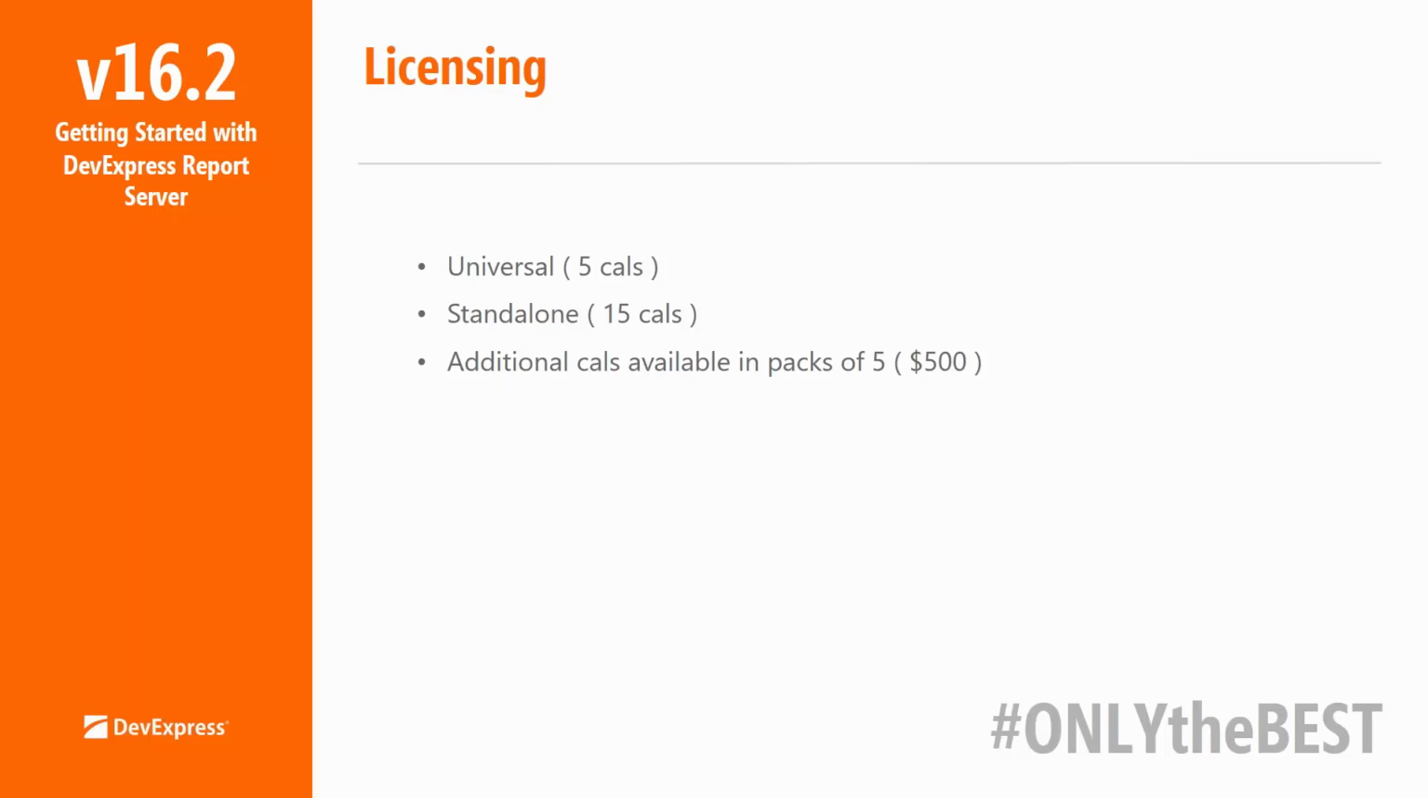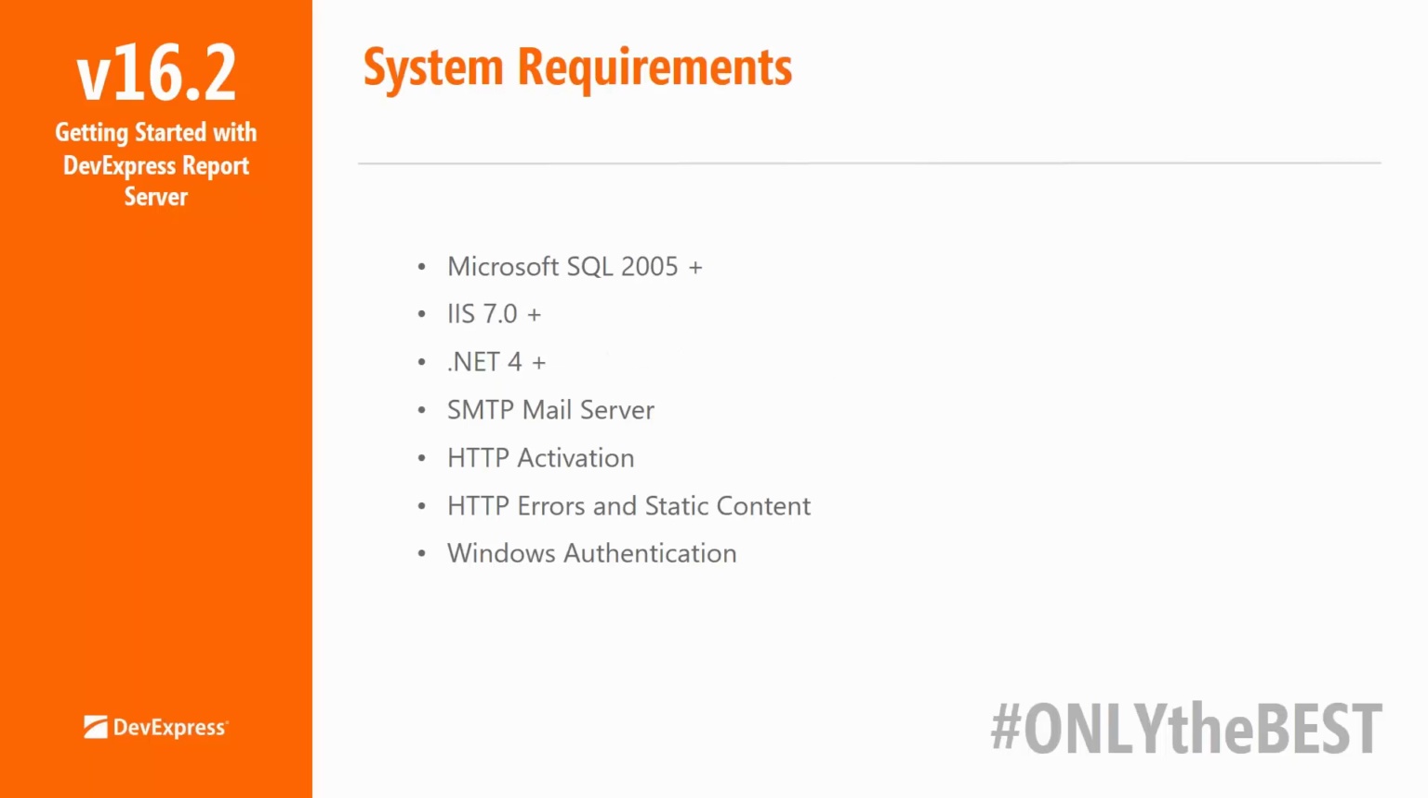Cool. Okay, so after licensing, let's talk about some system requirements. In order to run the DevExpress Report Server, you need to have Windows Server 2008 R2 or Windows Server 2012, 2012 R2 or above, Windows 7, 8 or 10, and you need some other prerequisites such as SQL Server installed. Now we support SQL Server 2005 and above, and it will also work with SQL Server Express. Because it's a web-based platform, obviously you need IIS installed, version 7 or greater, and .NET 4 or above.